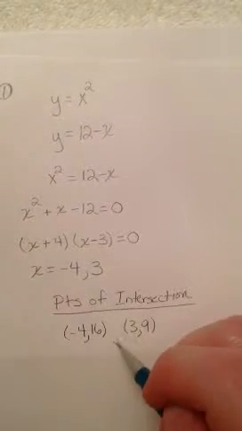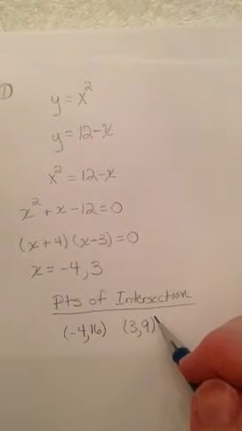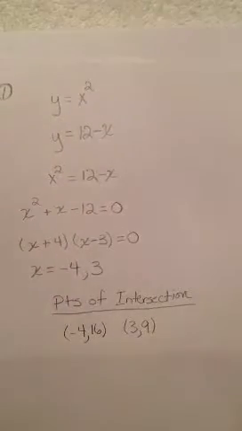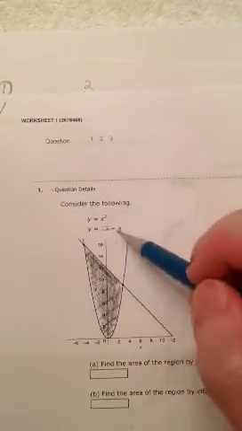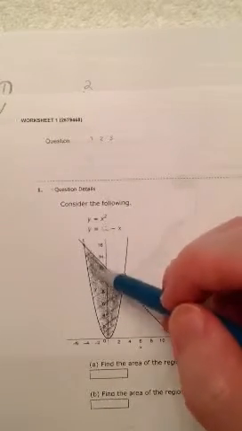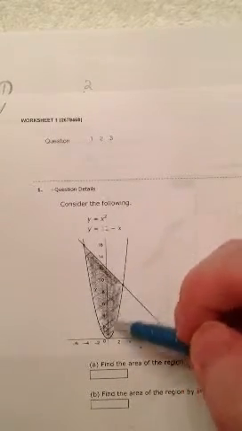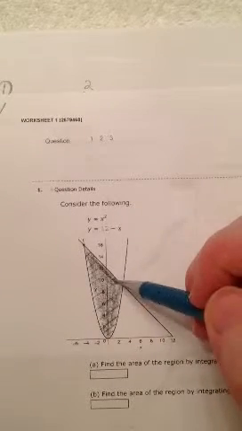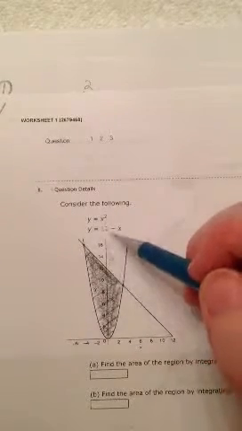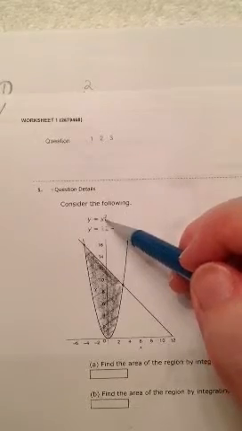going from -4, 16 to 3, 9. So we have going from -4, 16 to 3, 9. 12 minus x is above x squared, so you could think of the relativity along the lines of vertical slicing. 12 minus x is continuously above x squared between the points of intersection.